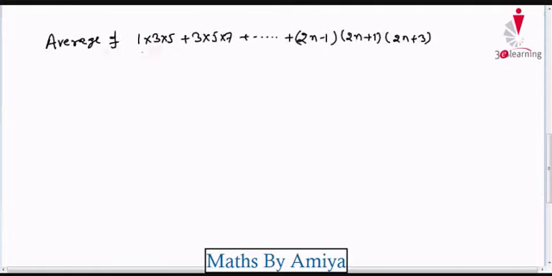Let's try another question. Our question is, find the average of 1 into 3 into 5 plus 3 into 5 into 7 plus till 2n minus 1, 2n plus 1, 2n plus 3. So what is the average of this one? We know average is equal to 1 by total number, into sum.